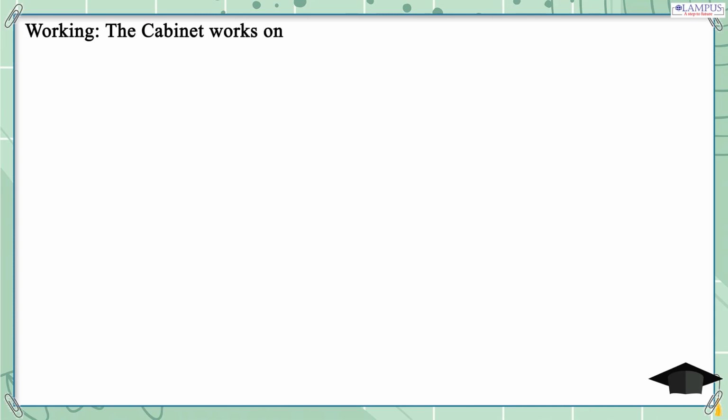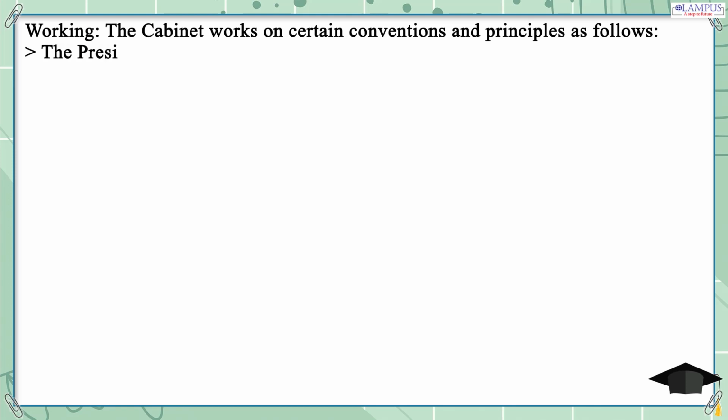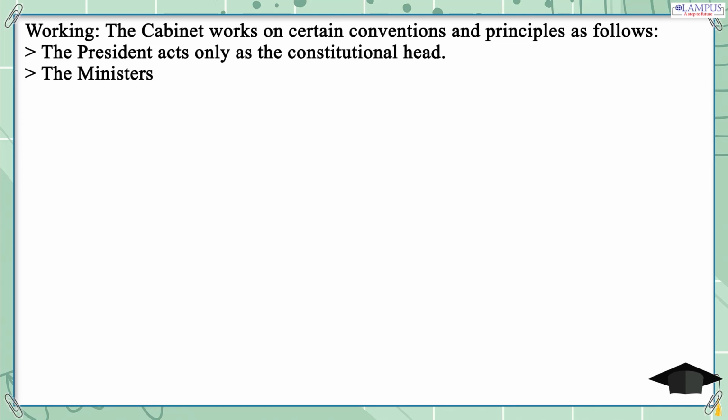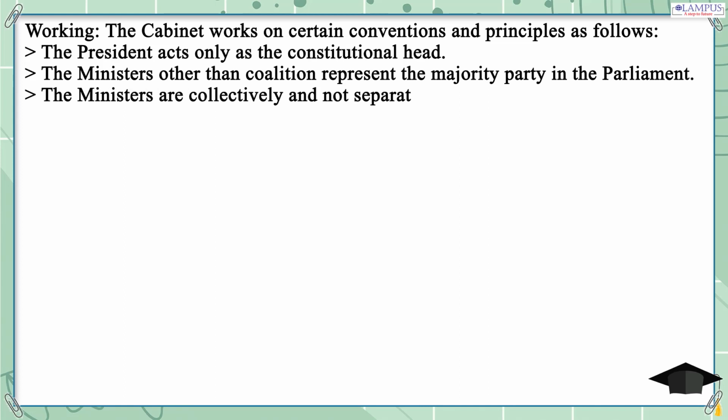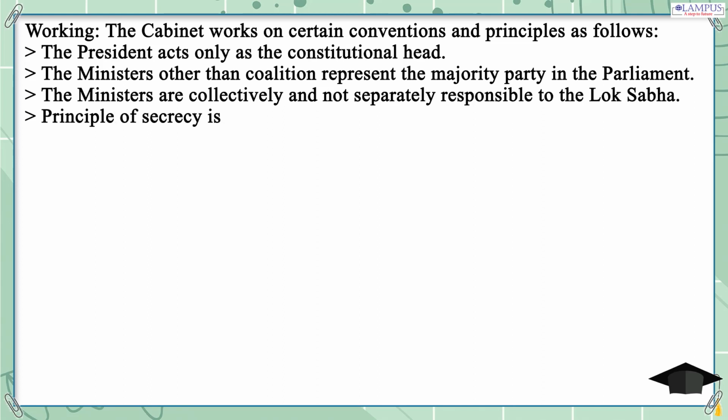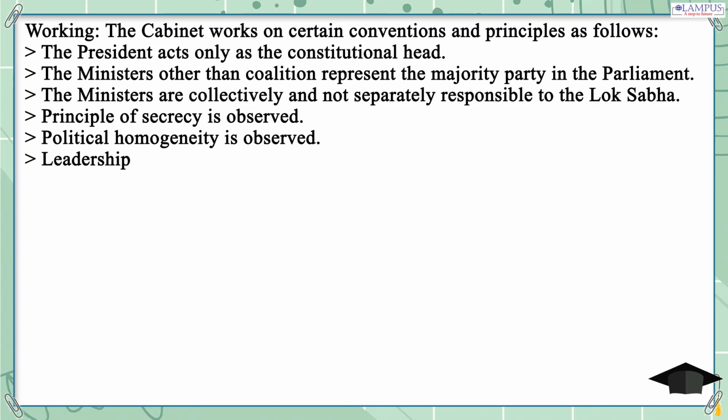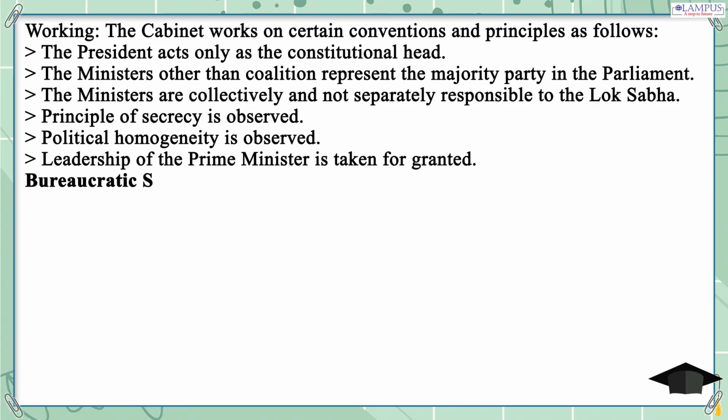Working. The cabinet works on certain conventions and principles as follows. The President acts only as the constitutional head. The ministers, other than in a coalition, represent the majority party in the parliament. The ministers are collectively and not separately responsible to the Lok Sabha. Principle of secrecy is observed. Political homogeneity is observed. Leadership of the Prime Minister is taken for granted.